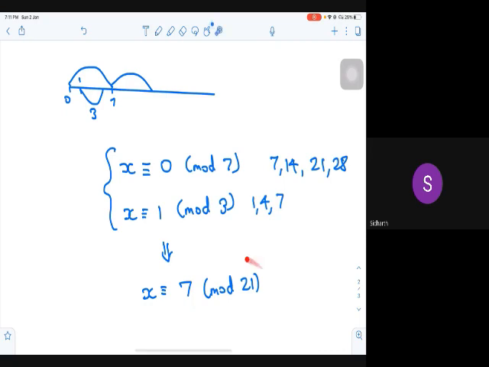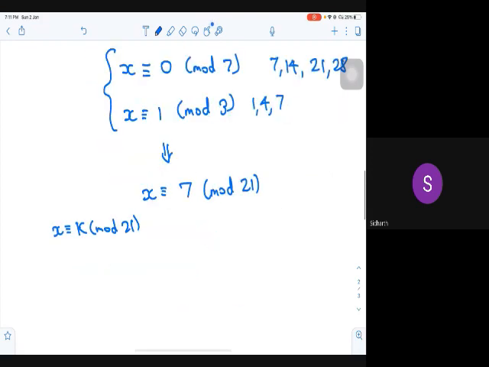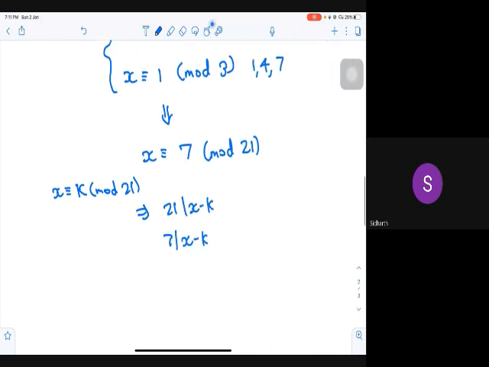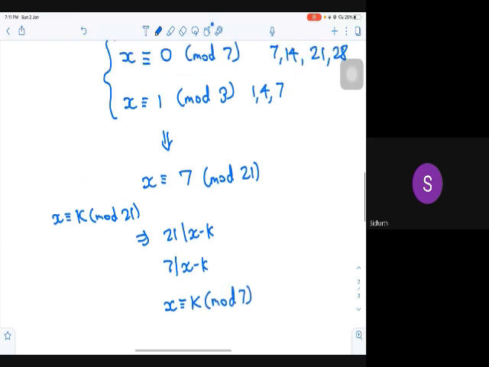Now, another thing is that this solution is unique. Firstly, there would be a solution mod 21, and then this solution would be unique, because if you try and put x congruent to k mod 21, that means 21 divides x minus k, and so 7 divides x minus k. And so x must be congruent to k mod 7 as well. And similarly, x would have to be congruent to k mod 3 as well.